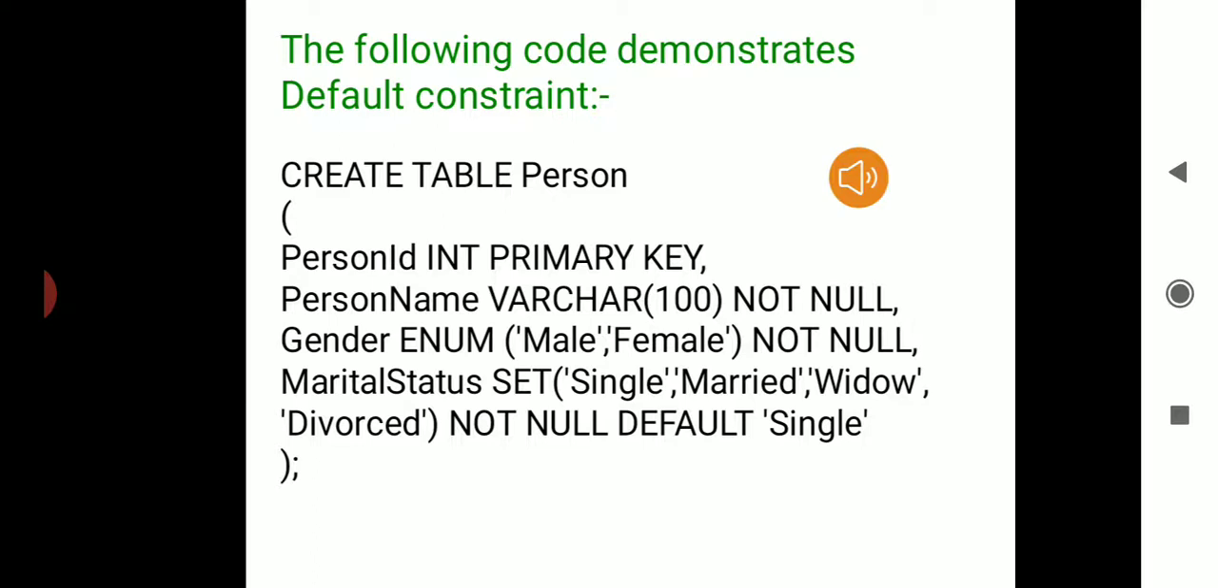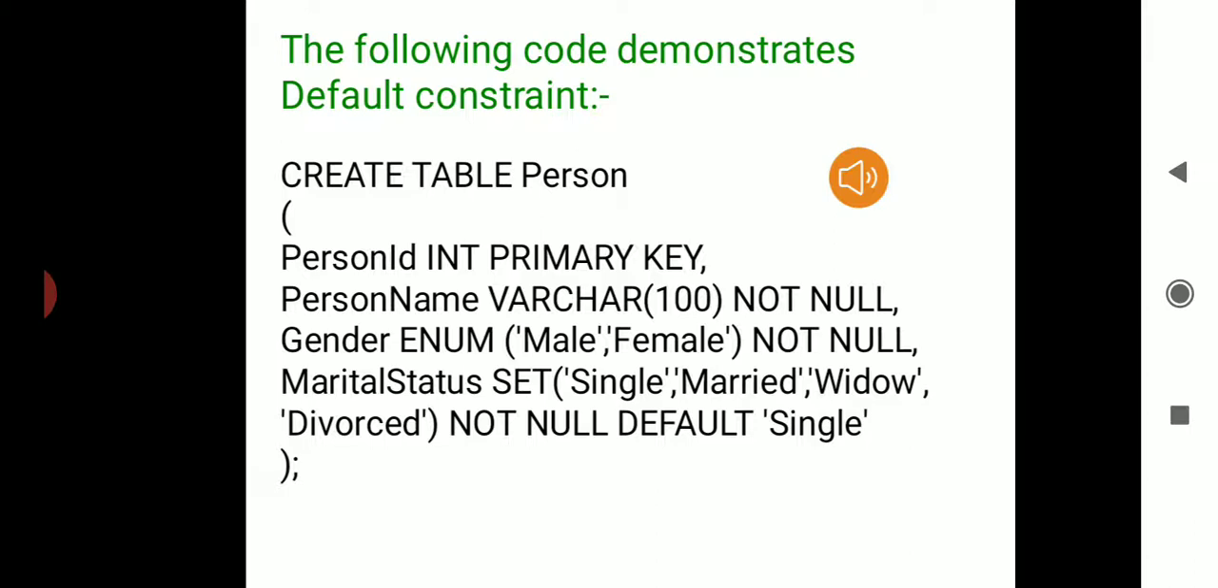The following table called person demonstrates the default constraint. In this table, check the column named marital status. You can see that just after the set constraint, there is the not null constraint followed by the default constraint. The default constraint consists of the value called single.